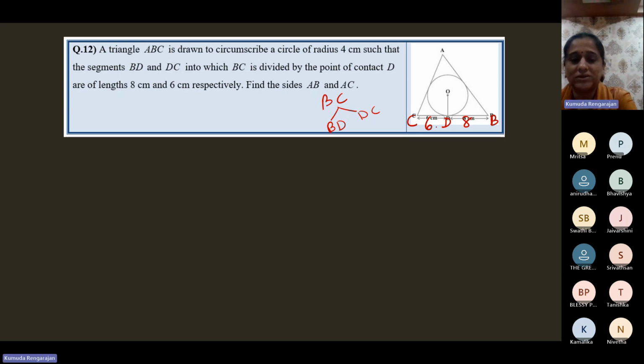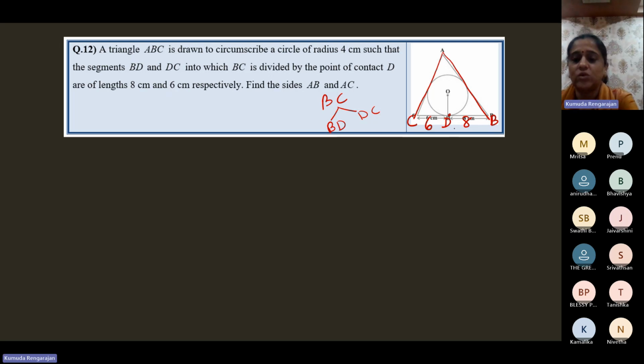CD is given to be 6 centimeters and BD is given to be 8 centimeters. So you can see the segments BD and DC into which BC is divided by the point of contact D. The side BC of triangle ABC acts as a tangent to the circle at D. So find the sides AB and AC.